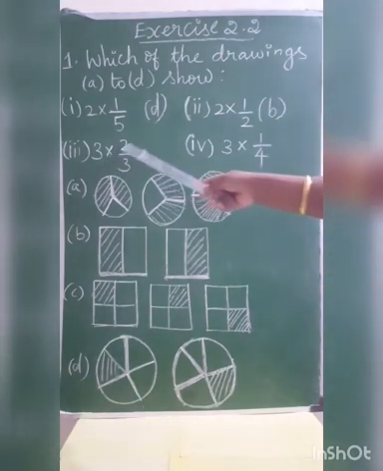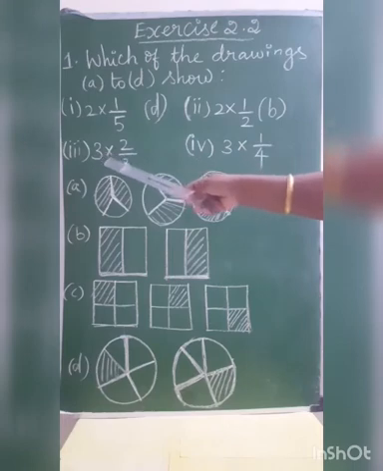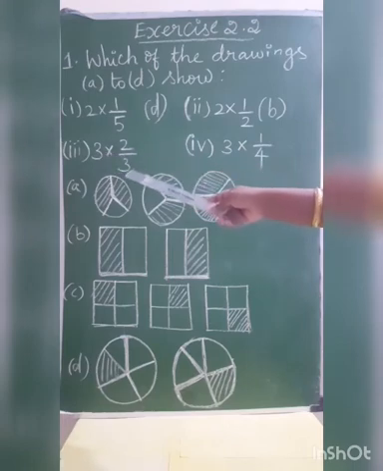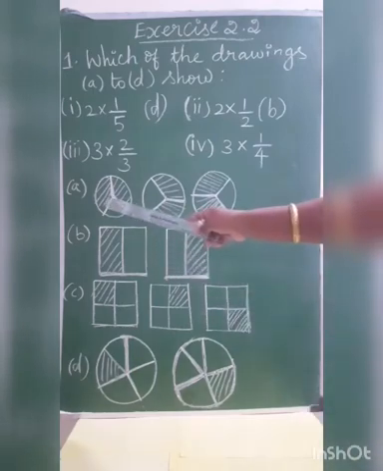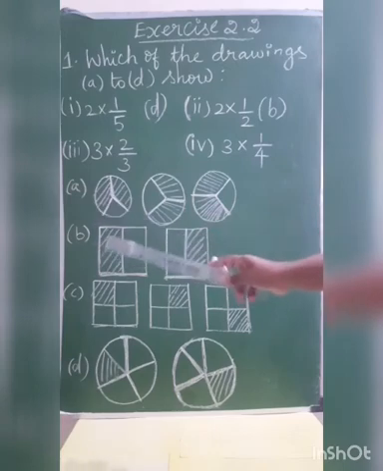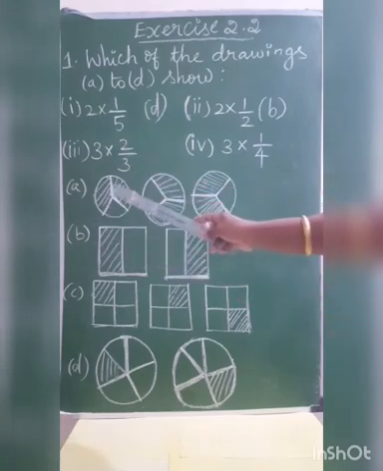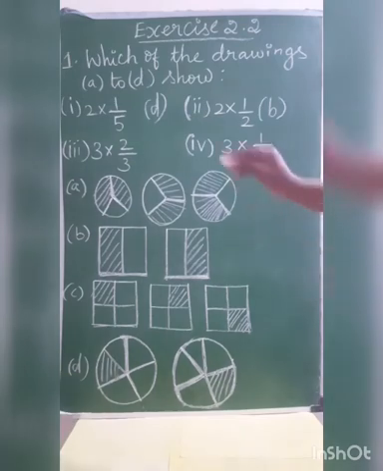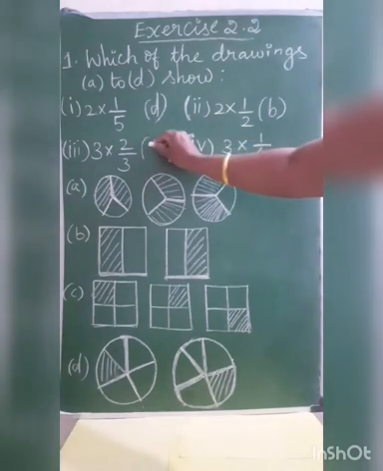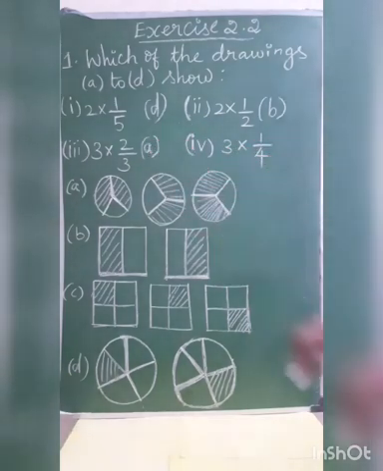Third one, 3 into 2 by 3. So 3 times of 2 by 3. So the total number of parts is 3, and 2 parts are shaded. Here in A, 3 parts, 1, 2, 3. 3 parts, 2 parts are shaded. How many times in the picture? 3 times in the picture. So in the third one, the answer is A.